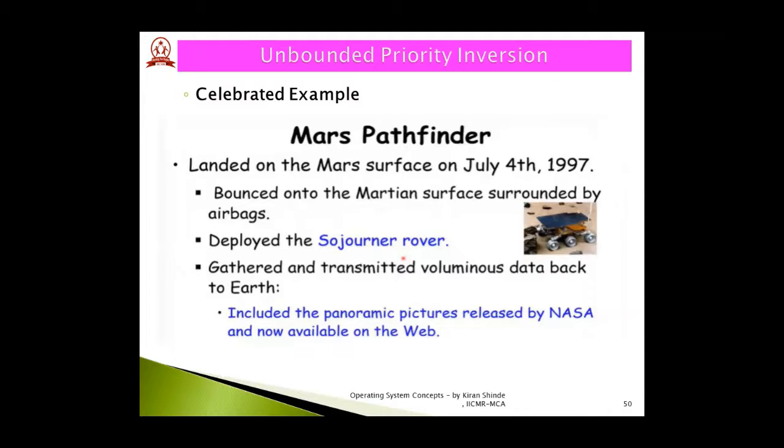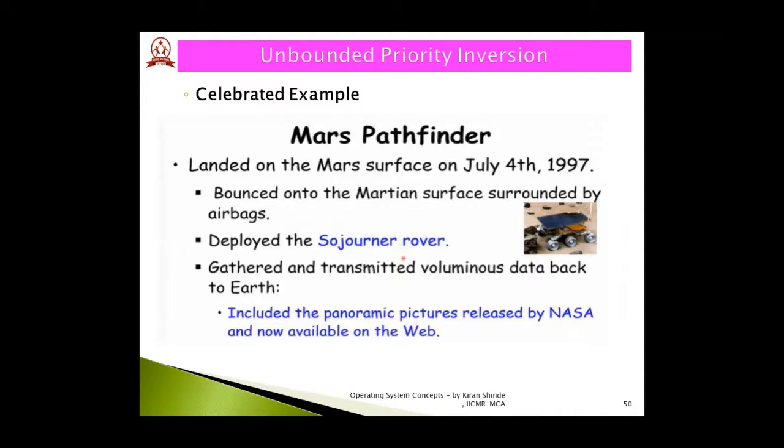Now, in this particular video, I'm not going to discuss more details about this, because you can easily find this information on Google, like what was the scenario with Mars Pathfinder, but we will just discuss brief details. Mars Pathfinder landed on the Mars surface on July 4th, 1997. It bounced onto the Martian surface surrounded by airbags, deployed the Sojourner rover, and gathered and transmitted voluminous data back to Earth. It included the panoramic pictures released by NASA and now available on the web.